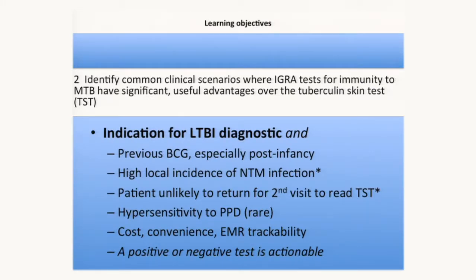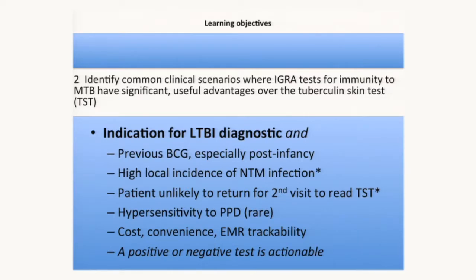So in terms of the second learning objective, appropriate indications include previous BCG, especially post-infancy. If there's a high local incidence of some NTM infection, that can be like getting BCG, so this might be the southeastern US. Some of the NTMs do cause positive results, so if you're working up in the fish processing in Alaska and you get Mycobacterium marinum, you're going to have a positive test here.